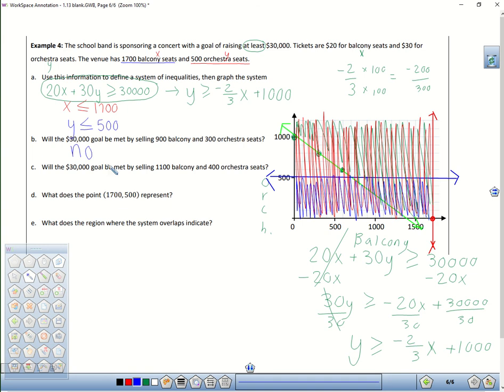Now for the next one it says, will the $30,000 goal be met by selling 1,100 balcony seats and 400 orchestra seats? That's going to fall right here. What do you guys think? Right here? Yes.